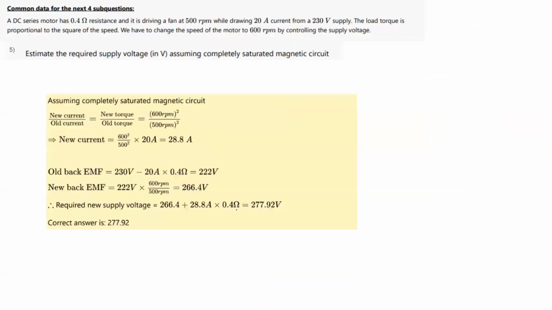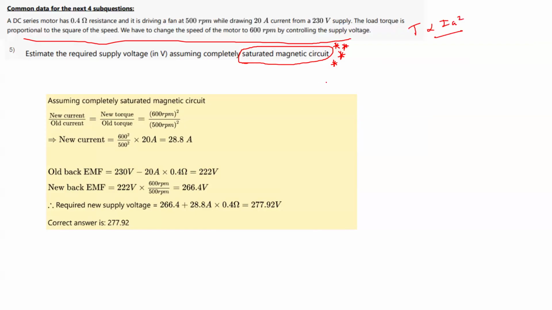Now we go to the next part. Now in the next part of the same data, what we have to do? Now we have to solve for the saturated magnetic circuit. Okay, this is important. You have to read this carefully. If you do not read this and then you are solving for the linear circuit, like for a series motor, torque is always proportional to Ia square, then your answer will be wrong.